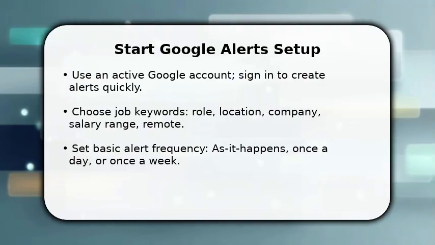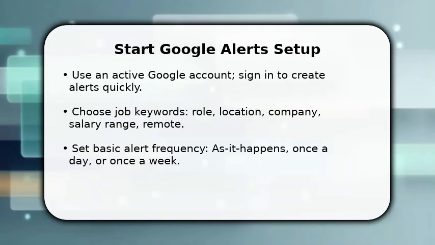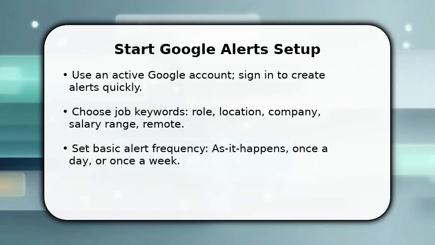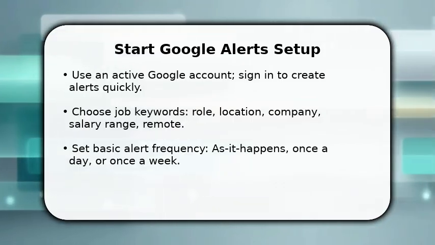You'll begin by signing into Google with the account you want job alerts sent to. Enter specific job keywords, job title, company name, location, and qualifiers like remote or salary, because precise terms reduce clutter. Once done, pick a delivery frequency and the email destination so you control how often opportunities appear.